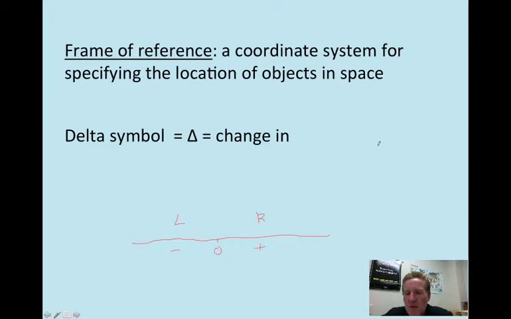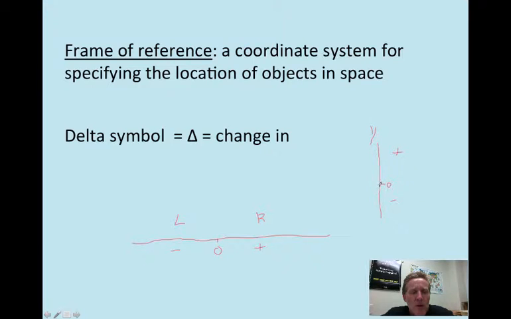Now, we can also have motion in one dimension, like for falling objects, where it's just going straight up and down. So we'd have an origin, of course, and this would be a y-axis instead of an x-axis. Everything going up would be positive and everything coming down would be in the negative direction. We could also just simply say up or down as well.